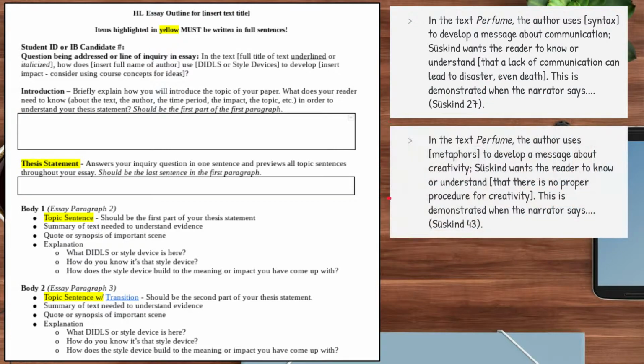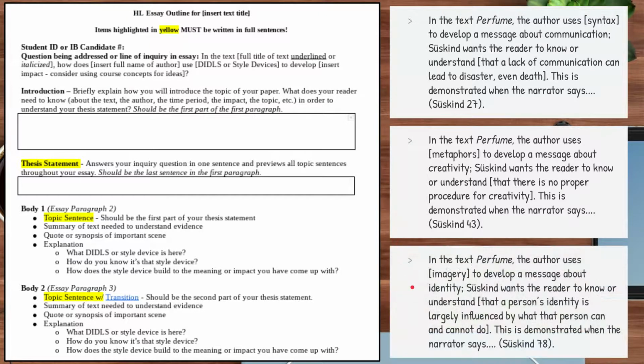The next bullet point that I want to use from my reading questions is: In the text Perfume, the author uses metaphors to develop a message about creativity. Süskind wants the reader to know or understand that there is no proper procedure for creativity. Again, notice I'm not using the same line of inquiry. This first one is about communication. This one is about creativity. I'm allowed to use a blend.